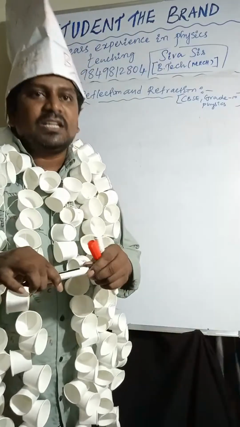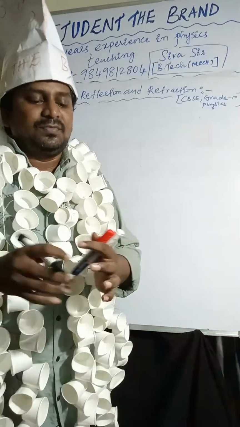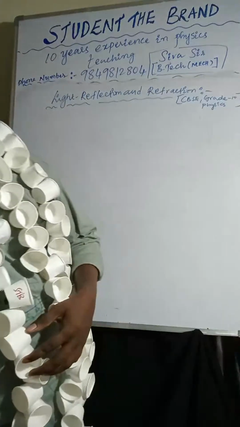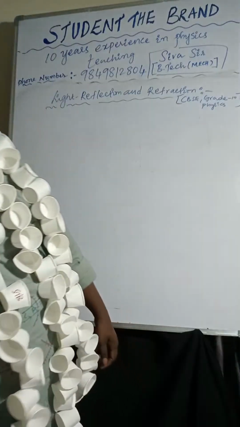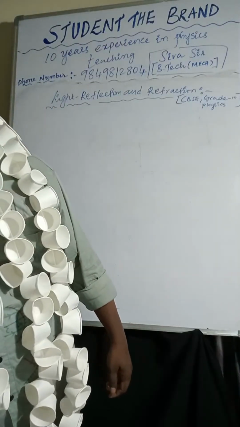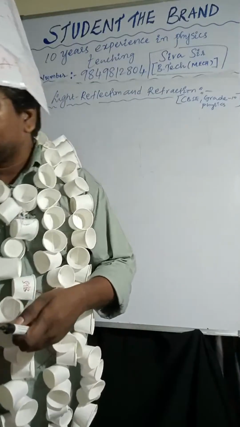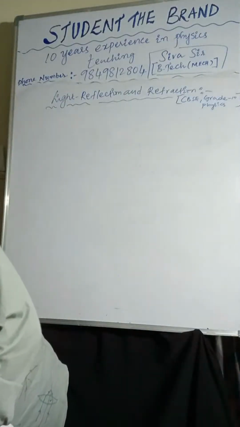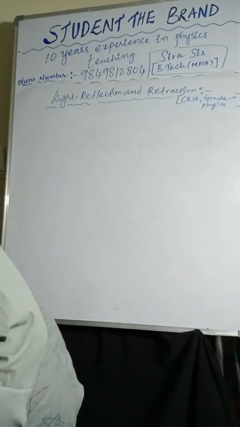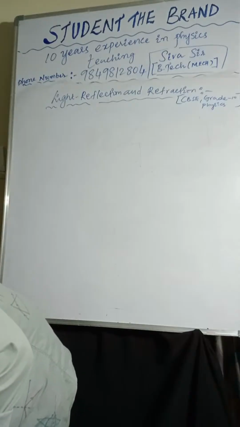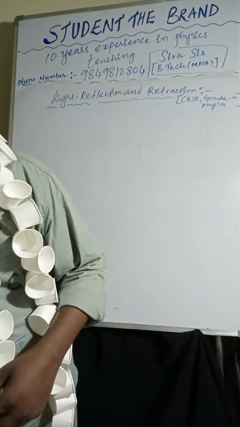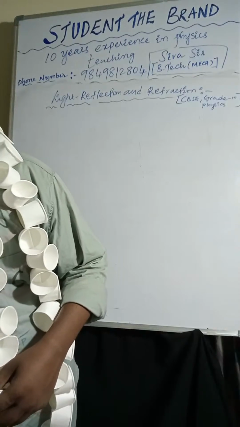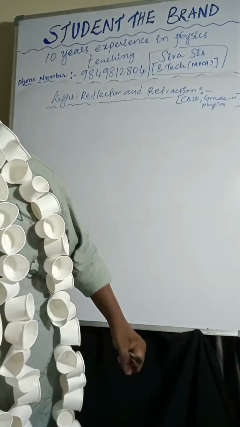The bouncing back of light from a reflecting surface is called reflection of light. Or simply, when light is incident on a surface, it reflects back into the same medium. That is called reflection of light.